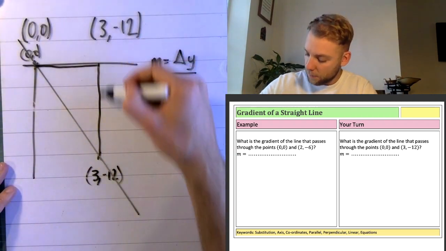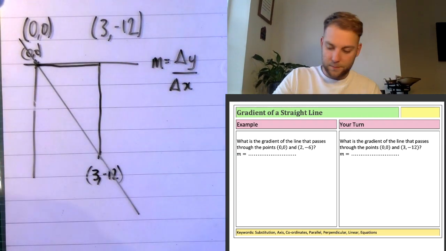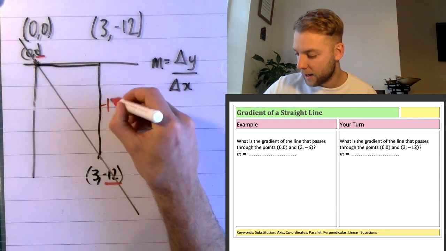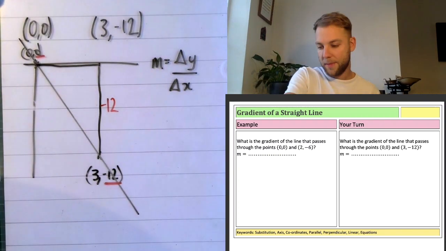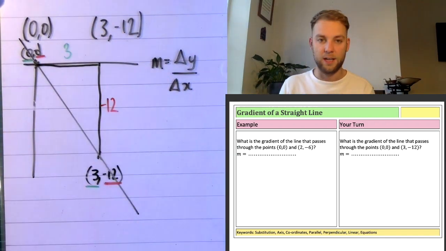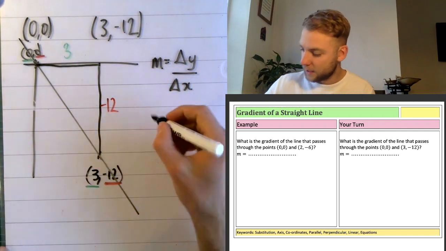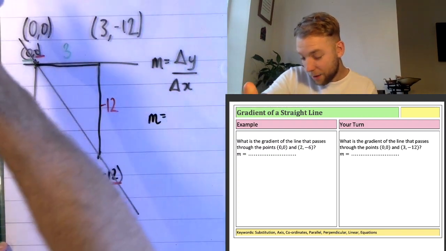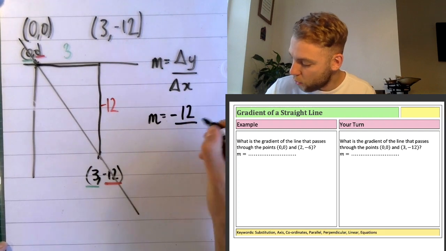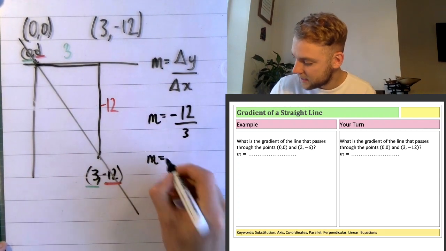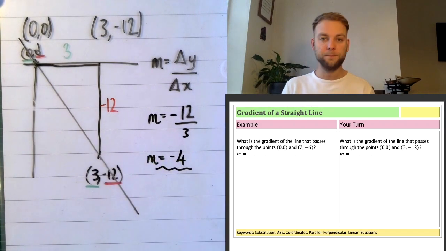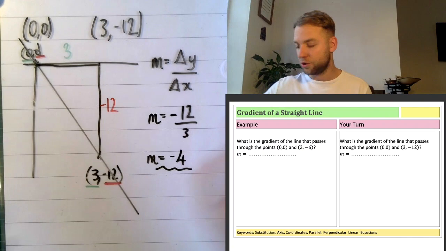So in this case, my y change is going to be from, always the left-hand one, from 0 down to 12, so it's minus 12 down there. And then my change in x is from 0 to 3, so positive 3. So my gradient, m, is equal to, now we know that it's going to be negative because we can see that it's going down, minus 12 over 3. So m is equal to minus 4, negative 4. Brilliant. Super. Let's just check those two answers.